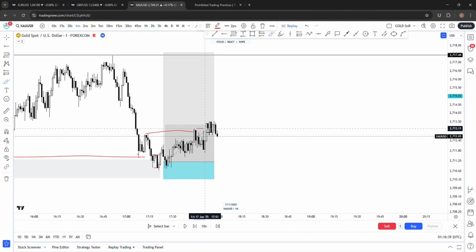Watch what price is doing. We've got a beautiful entry and we are moving. We've broken, that is 1, and then we have broken 2. Now watch what the candles are saying.